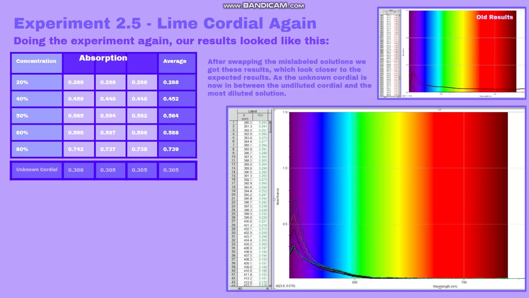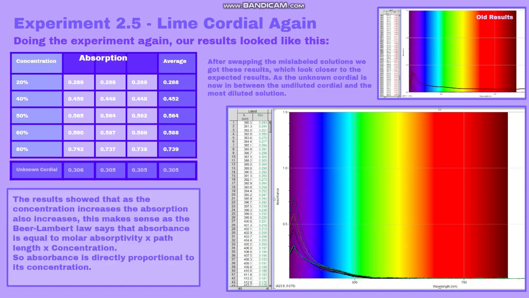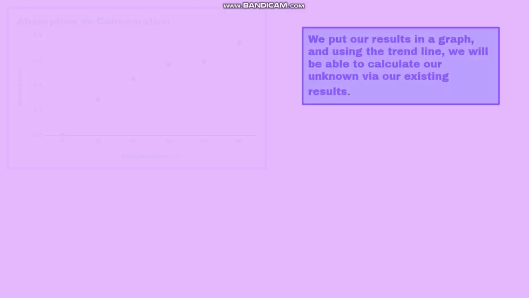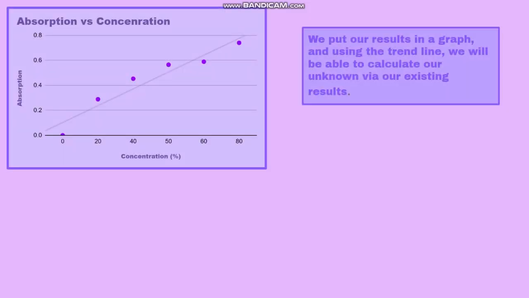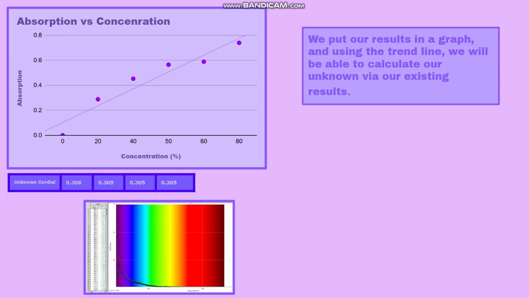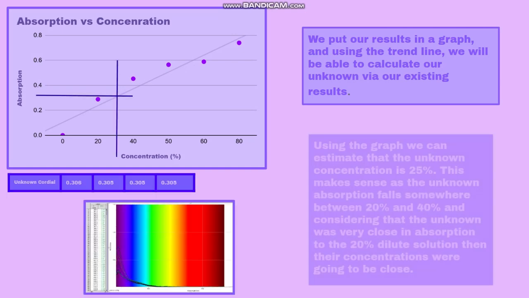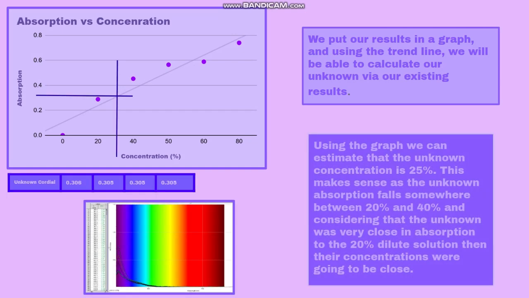We put our results in this table, and we can see from our results that as the concentration goes up, the absorption also goes up, which is in line with Beer-Lambert's law that absorption is directly proportional to its concentration. We put our results in a graph, and using the trend line, we were able to calculate the unknown with the existing results. Using the graph, we estimated the concentration unknown was around 25%.